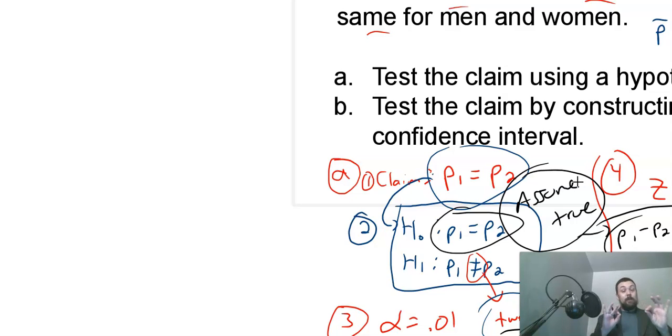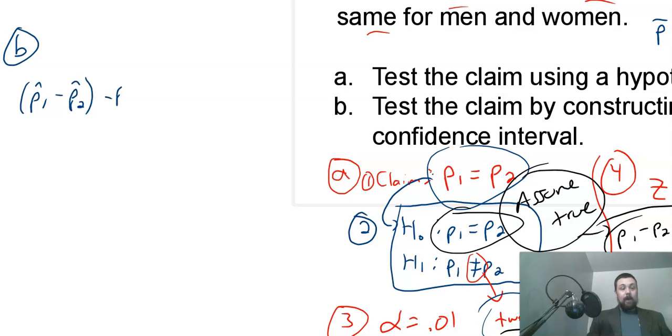What I think is easier to do is to do the calculation by hand, and I'll show you how you can work backwards from that to figure out what the confidence level is for this confidence interval. So what we're gonna do for part B is construct a confidence interval using this formula, P1 hat minus P2 hat minus the margin of error. That's our lower estimate. The thing we're estimating goes in the middle, and then our upper estimate will be P1 hat minus P2 hat plus the margin of error, right?